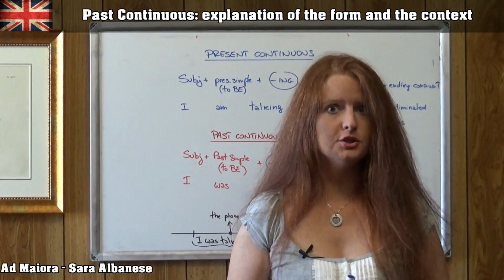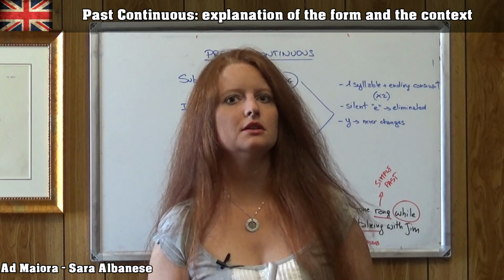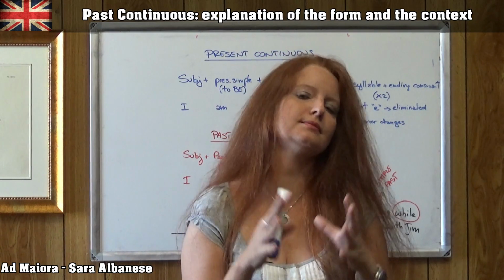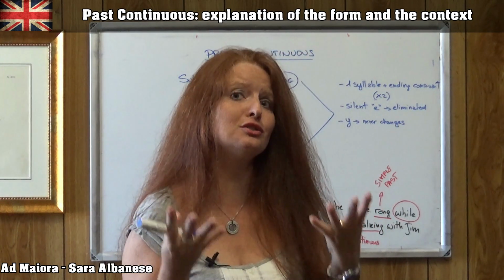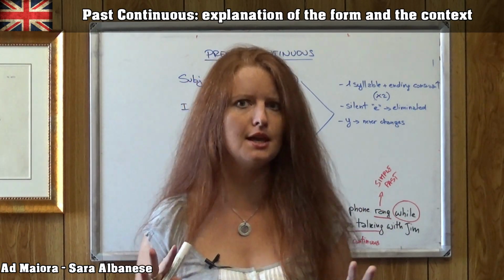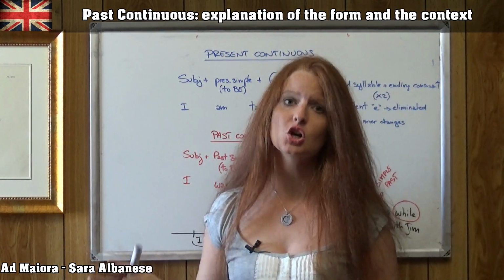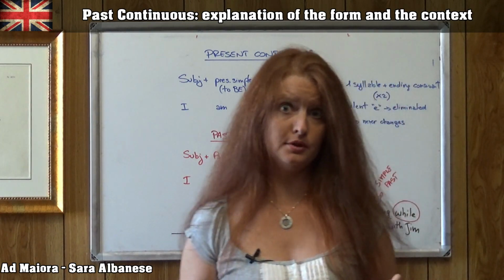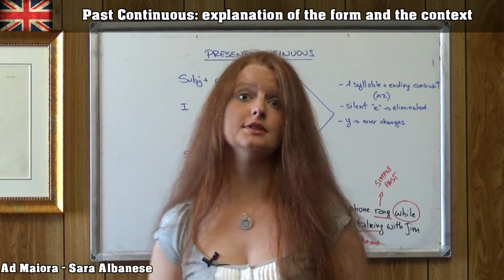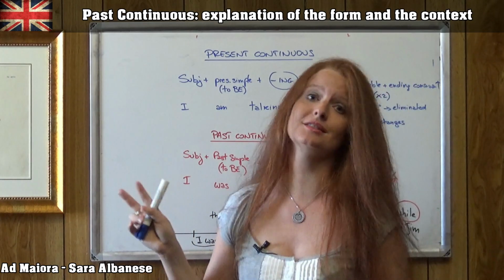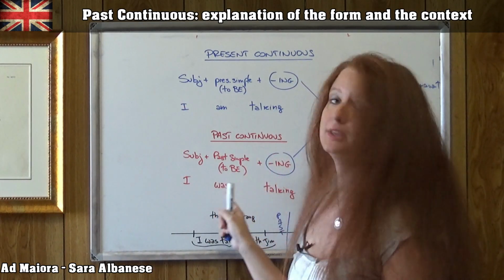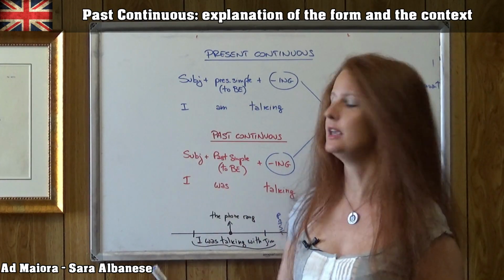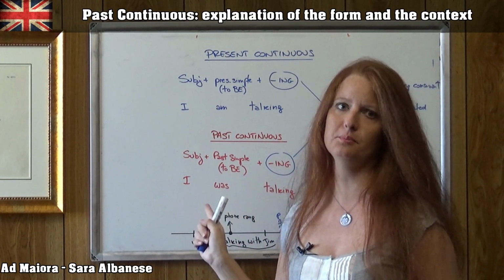The past continuous is very similar and very easy too, because we form it in almost the same way. It's a continuous form, so the structure is the same. Always with the subject, always with the verb to be, and again with the ing form, so the gerund. The only difference is that it is a past continuous and not a present continuous, so the verb to be won't be in the present simple, but it will be in the past simple.